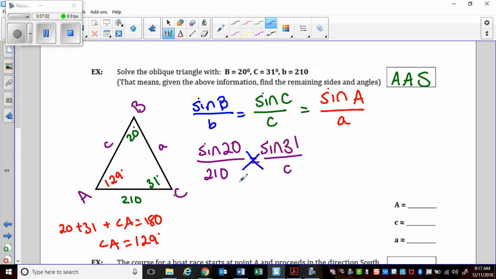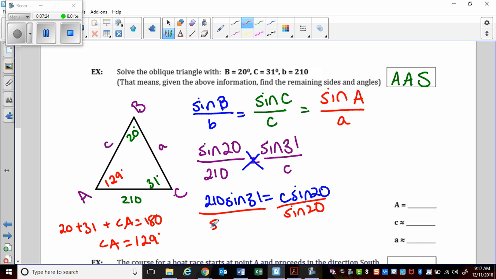So 210 times sine of 31 is 210 sine of 31 equals c times sine of 20. Remember, we cannot multiply c times 20. That's not a thing. It's sine of 20. So the c has to come out in front. I can divide by sine of 20 to find c. Divide by sine of 20.